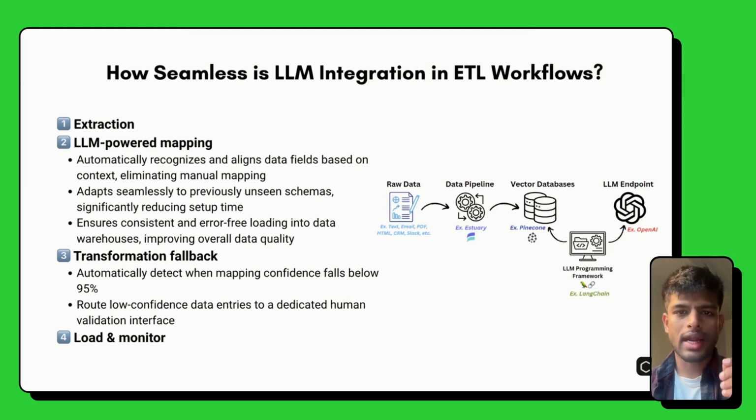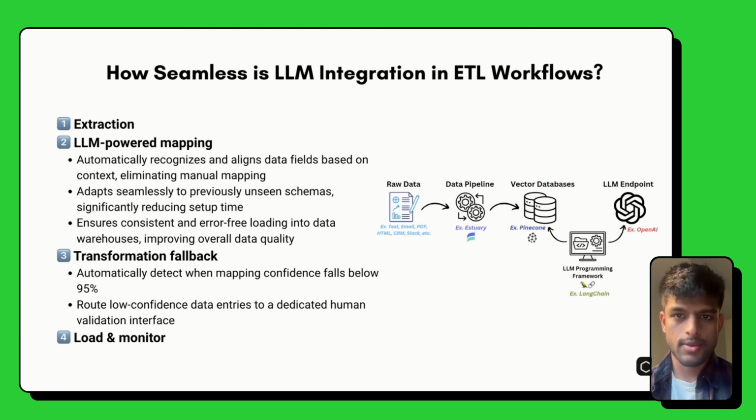So how do you practically integrate LLMs into your workflow? It's a lot simpler than you might think. It just involves 4 steps. First, extraction. Using robust connectors like Apache Beam or Airbyte, you reliably pull raw data from diverse sources. Next, LLM powered mapping. We pass this raw data through a LangChain based pipeline leveraging GPT-4o. This automatically returns clean, structured JSON with canonical field names.